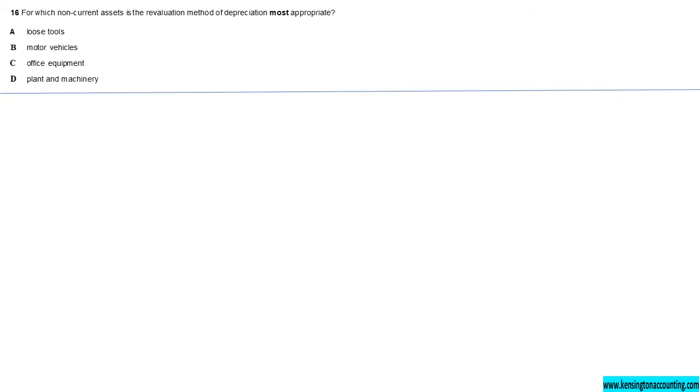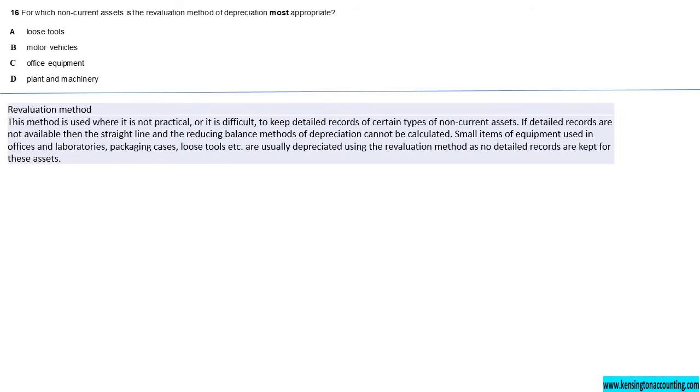Question 16 is about a depreciation method. For which non-current asset is a revaluation method or depreciation most appropriate? Now, the revaluation method is used when it is not practicable or difficult to keep detailed records of certain types of assets.